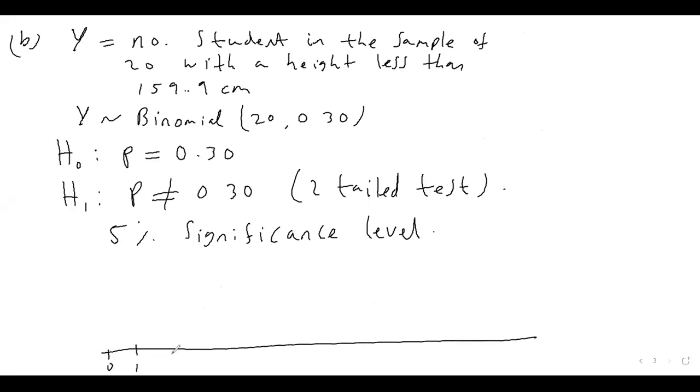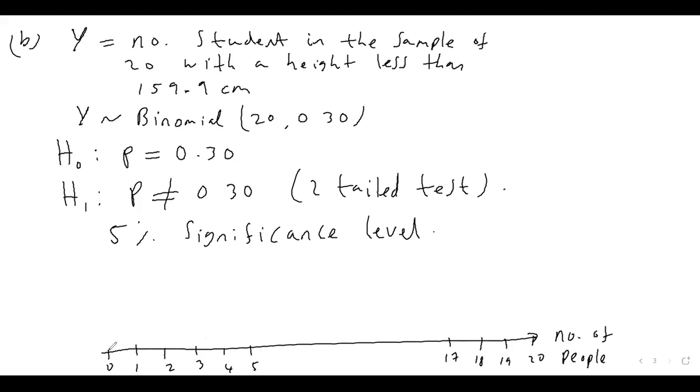So you've got 0, 1, 2. This x-axis is the number of people with a height less than 159.9 centimeters. I'll just say number of people for simplicity. You have 20 people in a sample, so you could get 0 successes. You could collect your 20 pieces of data and no one has a height less than 159.9. That's 0 successes. You could get 1, 2, 3, 4, 5 successes, and so on up to 17, 18, 19, and 20.